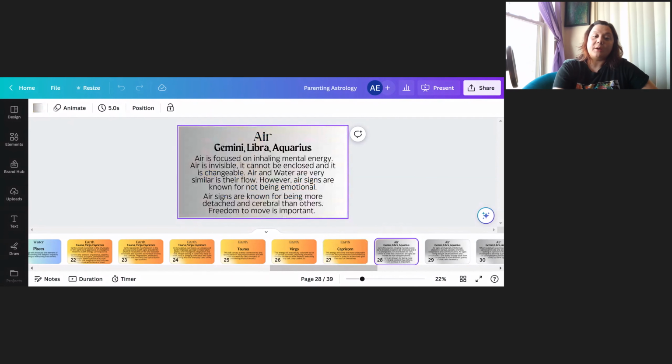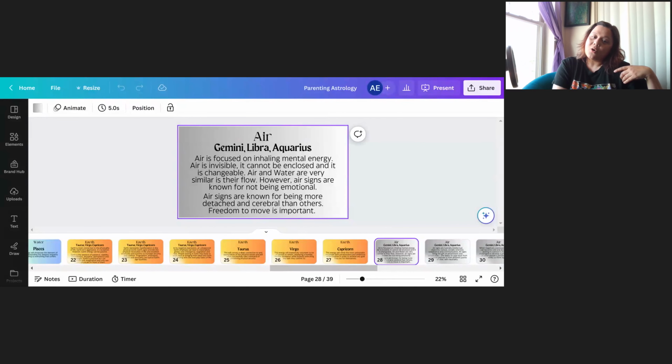All right. So Gemini, I'm sorry, air. So air is Gemini, Libra, and Aquarius. Air is focused on inhaling mental energy. Air is invisible, it cannot be enclosed, and it is changeable. Air and water are very similar in their flow. However, air signs are known for not being so emotional. So they definitely, water and air go with the flow. However, with that going with the flow, you can get lost in the river or lost in the air.